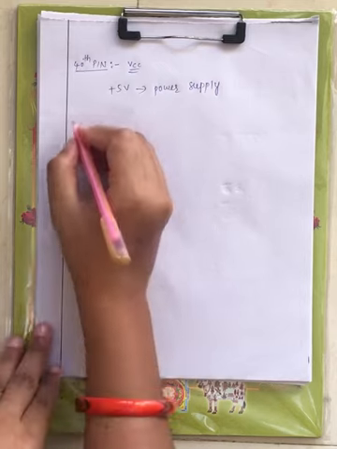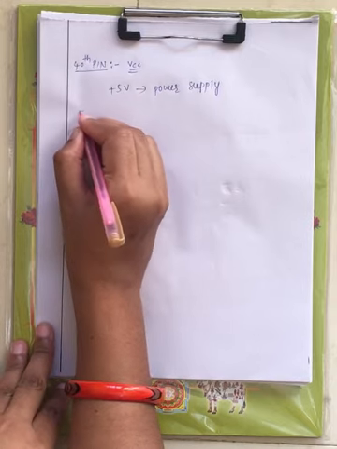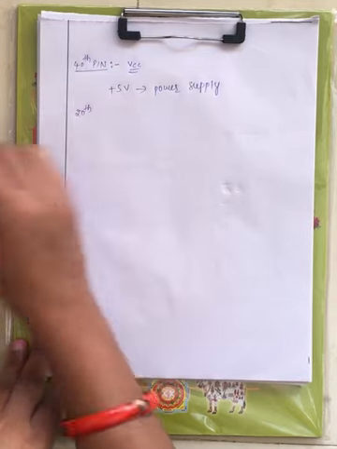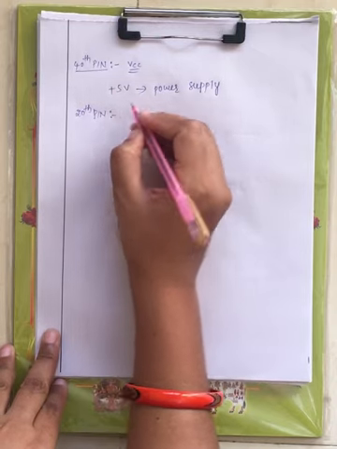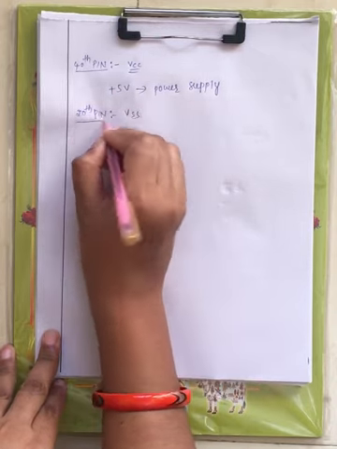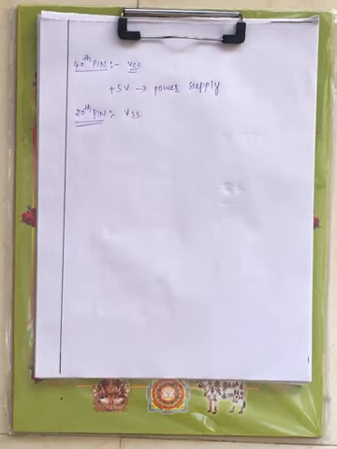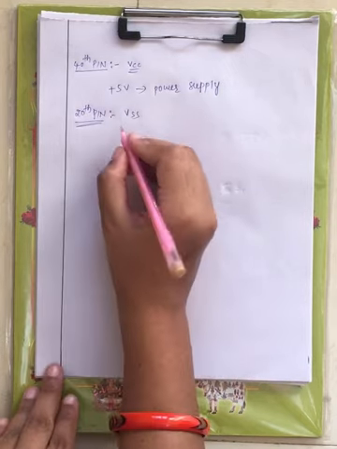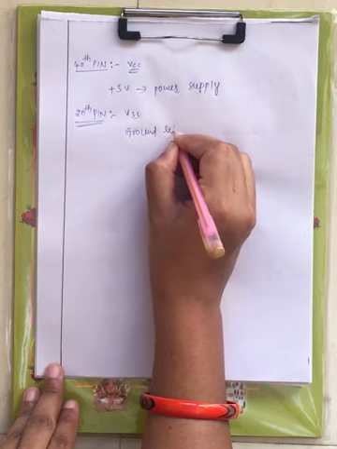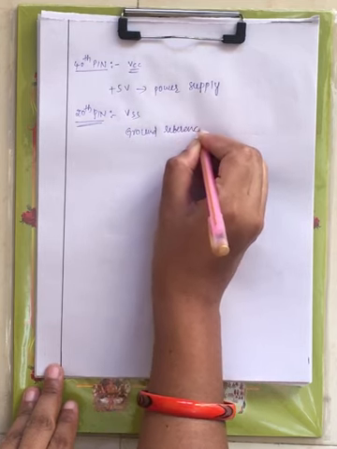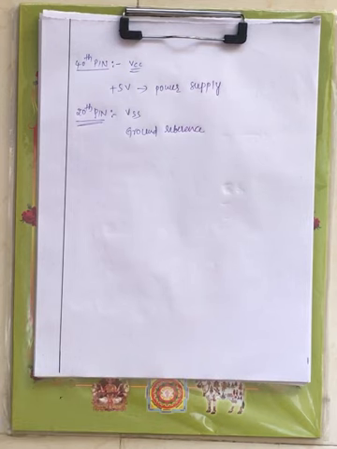And next we have the 20th pin. I am writing the pin number and also that particular signal. At the 20th pin we have VSS. This is used for ground reference. At the 20th pin we have VSS, and this is used for ground reference.